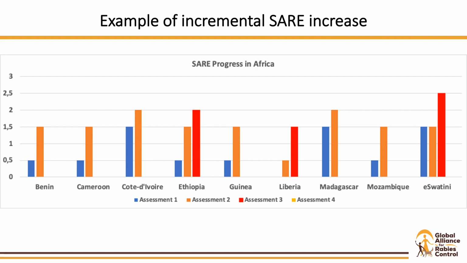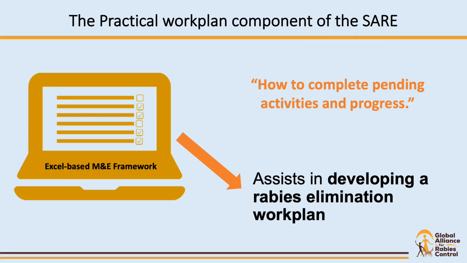SARE. As such, it warrants a closer look at this work plan component and the role that it plays. The second component of the SARE is the work plan component, where the SARE assessment component highlighted all of the pending activities that need to be addressed. The work plan component provides an overview of how to achieve these pending activities.